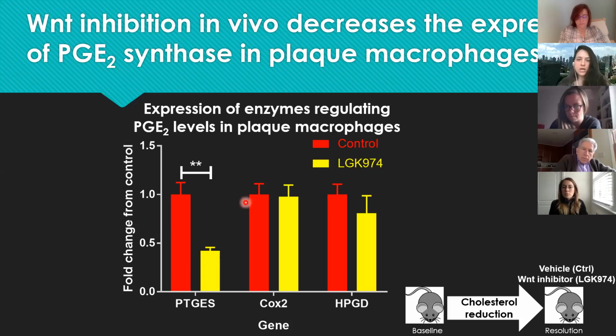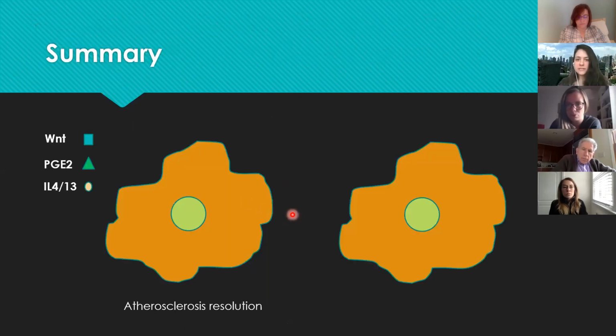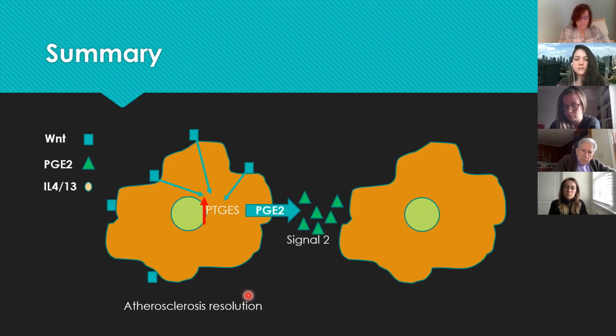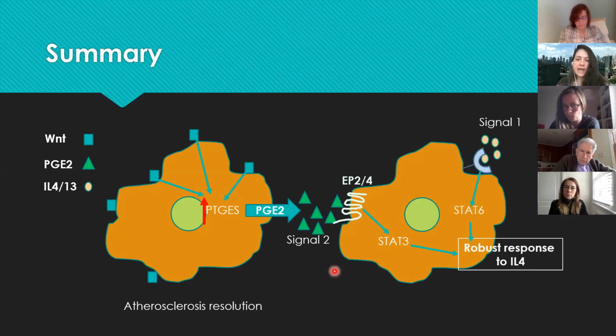So to conclude what I showed you here today, I showed you that in regressing plaque macrophages, there is a higher response to Wnt signaling, which enhances the expression of the PGE2 synthase that promotes the production of PGE2, that via EP2/4 receptors signals through STAT3 to enhance the IL-4 STAT6 signaling and get the full IL-4 responses.